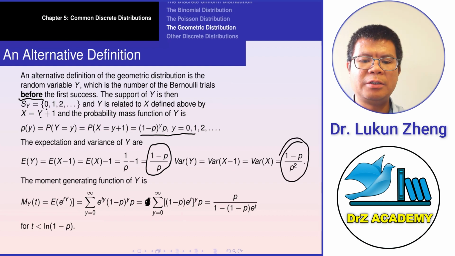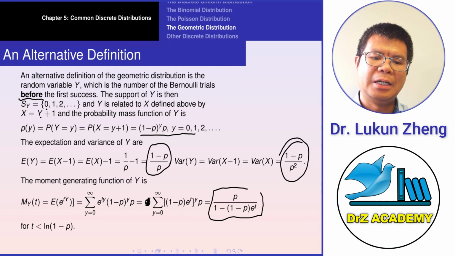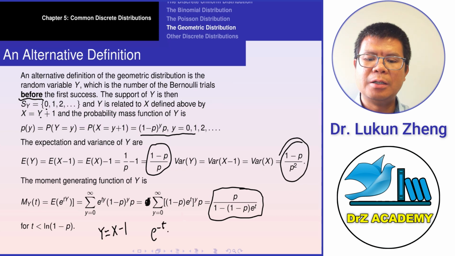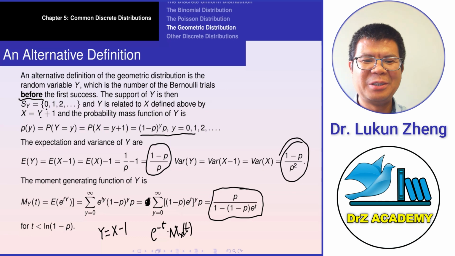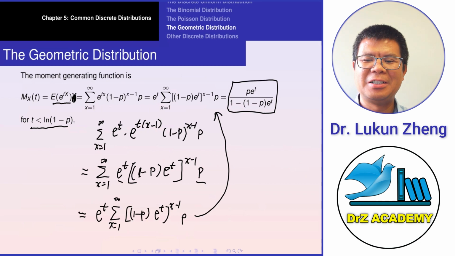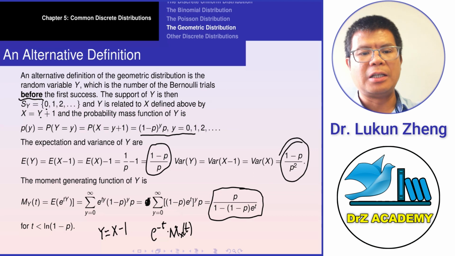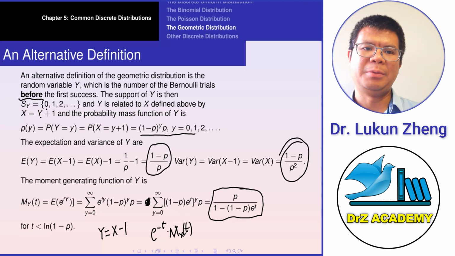Similarly, for the moment generating function, you can rearrange it. Since Y equals X minus 1, it's e to the power negative t times M_X(t). You will see that the e to the power t cancels out, which leaves this expression. This is the alternative definition of a geometric distribution.